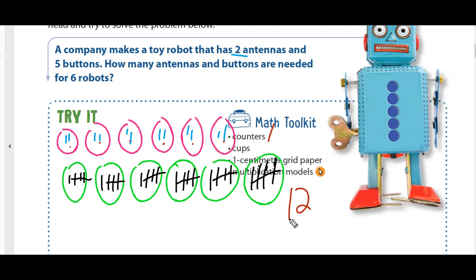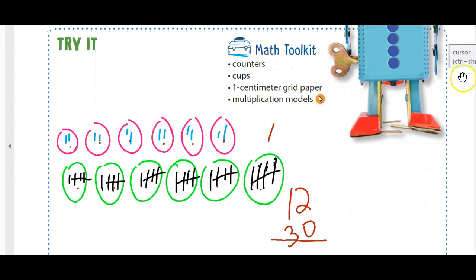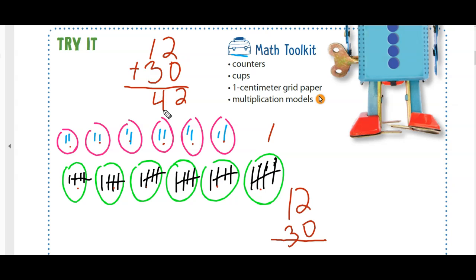But then how many buttons do all the robots have altogether? Count by 5s. 5, 10, 15, 20, 25, 30. So 30. If I added all that together, okay, I got 12 plus 30. 2 plus 0 is 2. 1 plus 3 is 4. So how many items do they have altogether? 42. That's one way to do that.